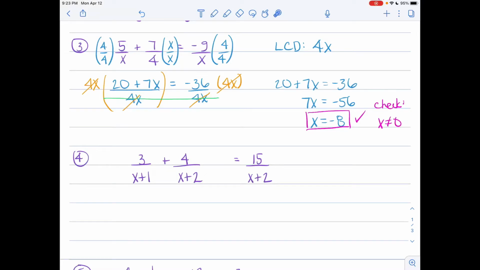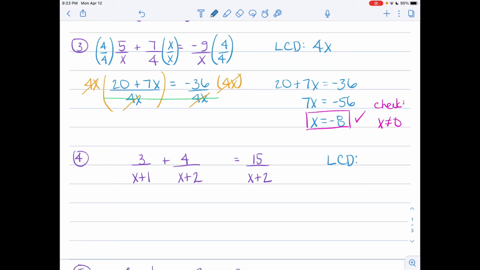Let's try another one of these. Again, leaving yourself some room in these spaces to be able to write a fraction. So once you've written the example, let's go ahead and look at the LCD here. I see an x plus 1 here, an x plus 2, and an x plus 2.